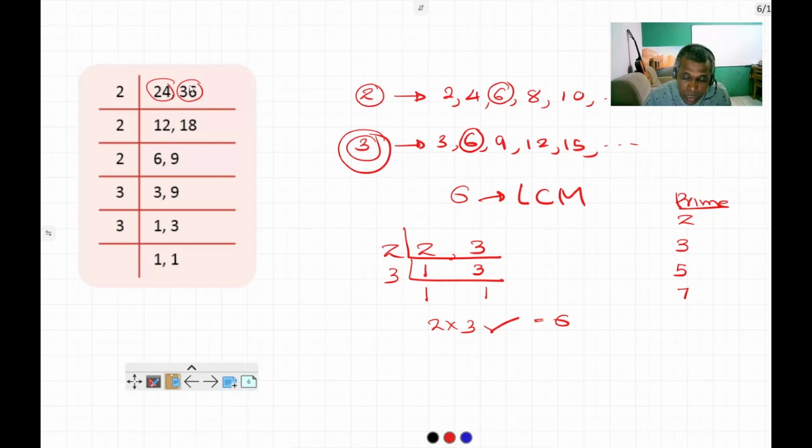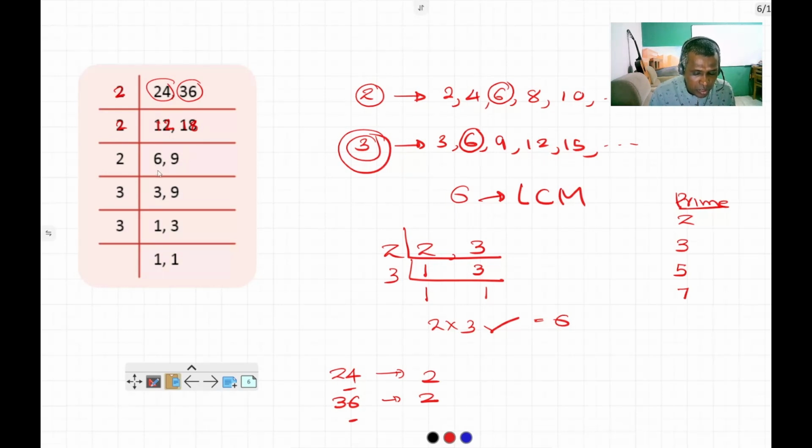24 is ending with 4, and ending with 4 means it is divisible by 2. 36 is also divisible by 2. So I divide these numbers by 2. 24 divided by 2 is 12. 36 divided by 2 is 18. Again I am checking 12 and 18. They are also divisible by 2. I am dividing: 12 divided by 2 is 6, and 18 divided by 2 is 9.